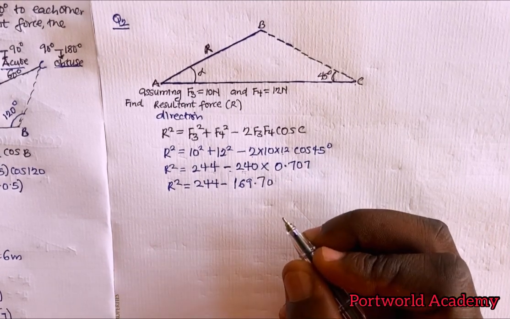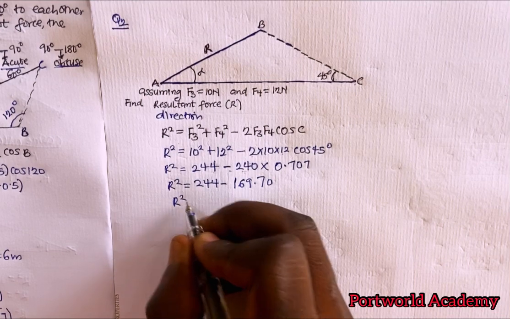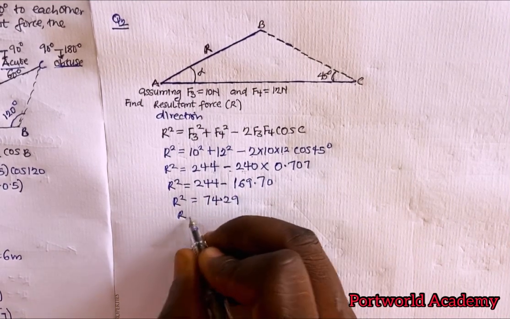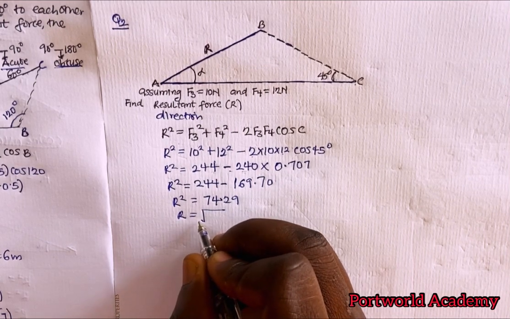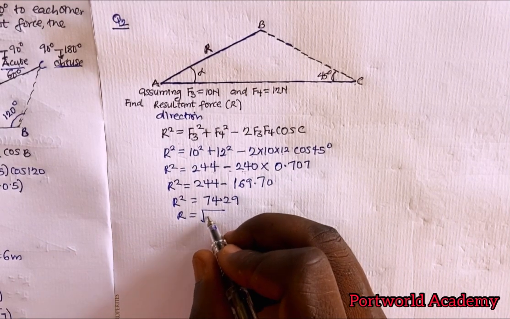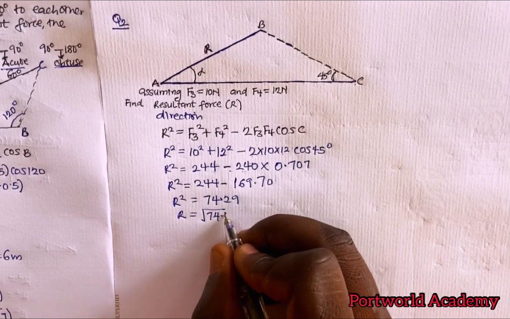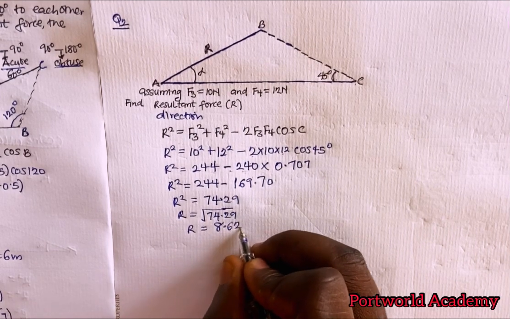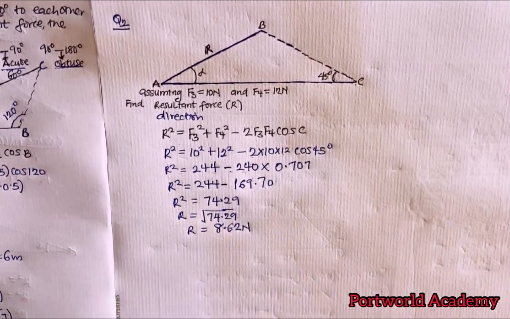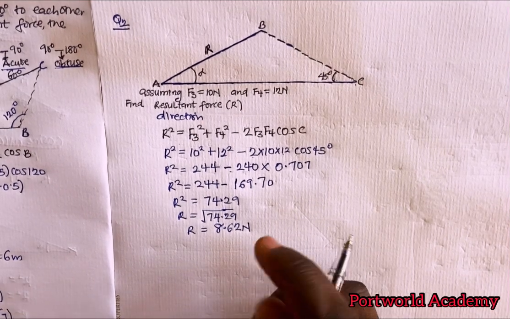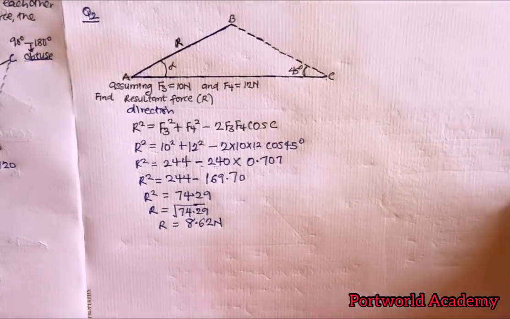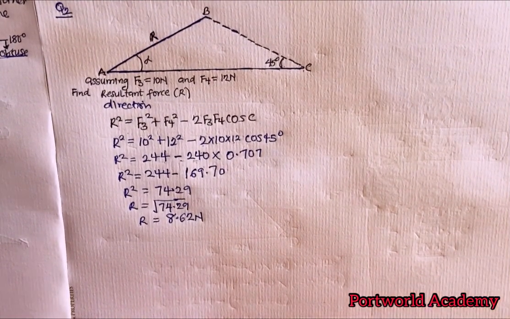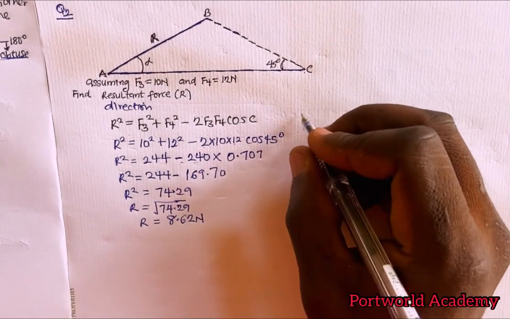So here we are going to have R squared equal to 74.29, right? Then our R will be equal to the root of 74.29, which is R equals 8.62 Newton. So since this is our resultant force, which is R, what's going to be the direction of the resultant force R? So now let's go ahead and calculate the direction.